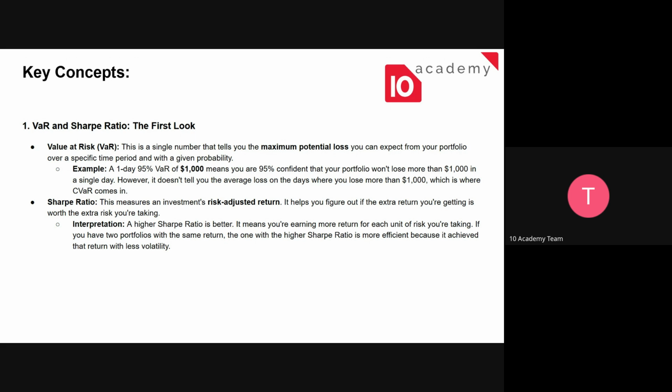So the Sharpe ratio measures an investment's risk adjusted return. It helps you figure out if the extra return you're getting is worth the extra risk you're taking. So a higher Sharpe ratio is better. It means you're earning more return for each unit of risk you're taking. There are different types of risks that we're going to take, or that the company is going to take, right? So everything is risky, right?